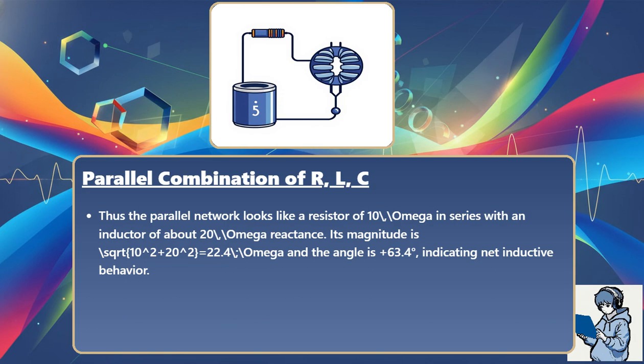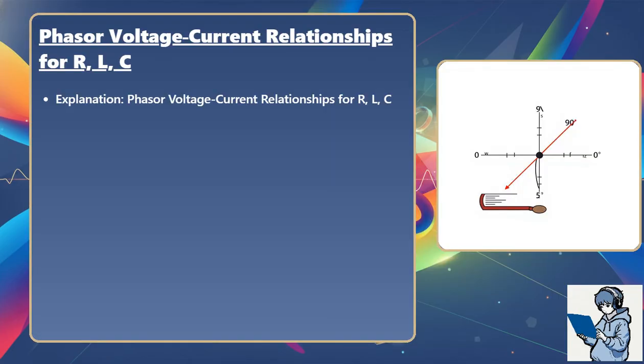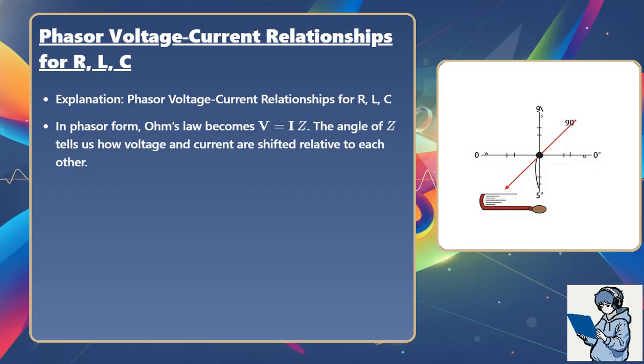Its magnitude is the square root of 10 squared plus 20 squared, equals 22.4 ohms, and the angle is plus 63.4 degrees, indicating net inductive behavior. Explanation: phasor voltage-current relationships for RLC. In phasor form, Ohm's law becomes V equals IZ. The angle of Z tells us how voltage and current are shifted relative to each other.